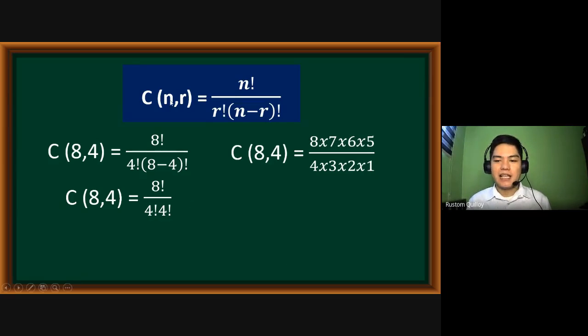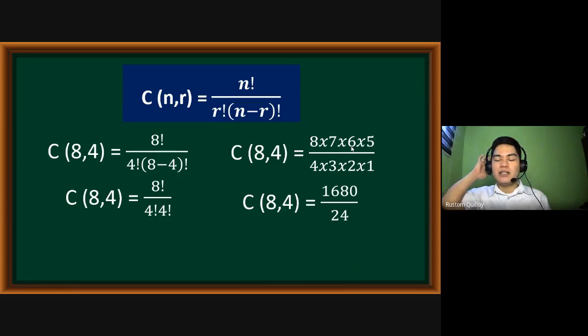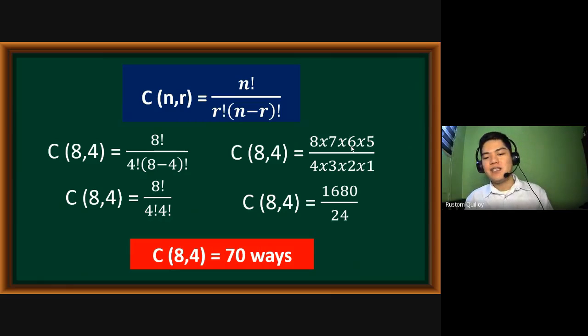So, 8 times 7 times 6 times 5. Tapos yung 4 na natira sa ilalim, 4 times 3 times 2 times 1. So, 8 times 7 times 6 times 5 is 1,680 divided by 24. So, dividing these two numbers, we have 70 ways. So, combination of 8 taken 4 at a time is equal to 70 ways. Is that understood? So tama po ang inyong sagot na 70 ways.